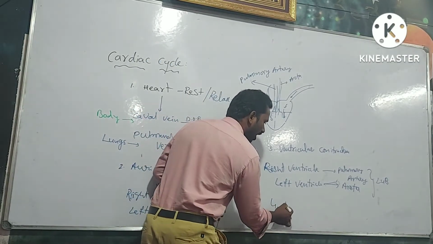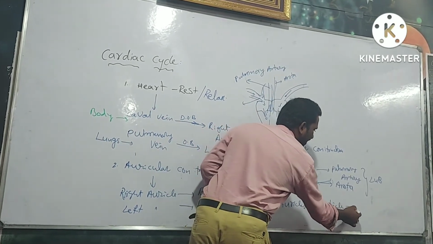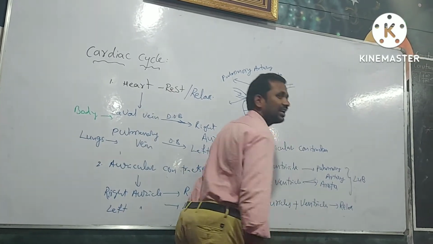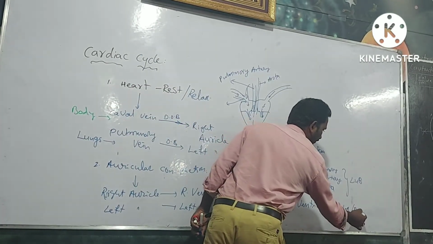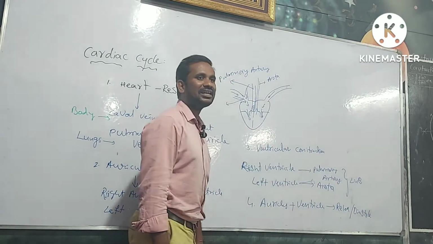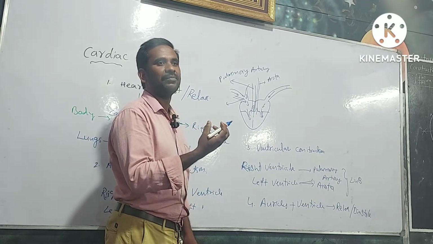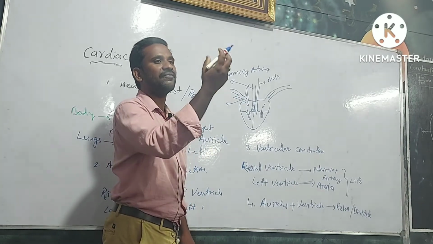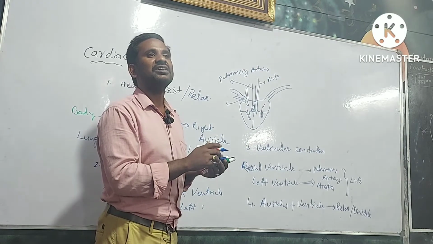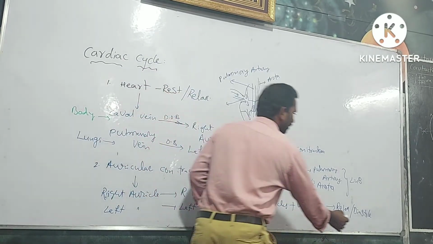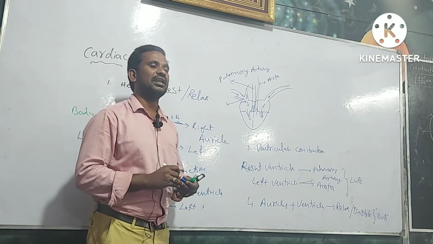So next, the fourth one: auricles plus ventricles get into relax. It means it shows the diastole. In that time, the caval vein collects deoxygenated blood from the body, and the pulmonary vein collects oxygenated blood from the lungs. So when that blood comes to the chambers of the auricle, we get the dub sound. That loud dub sound we know as the heartbeat.